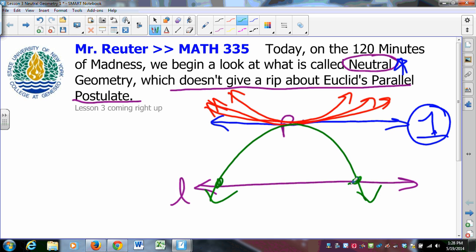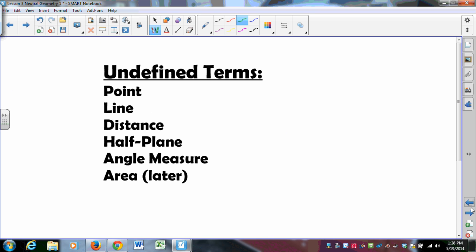But there are some theorems that are true regardless of where we do them, and those are what we call neutral geometry. So we're going to build a neutral geometry in the way you would expect us to build it. We're going to start with some undefined terms. There are 6 undefined terms that we will take on. Some of them should be very familiar to you: point and line.